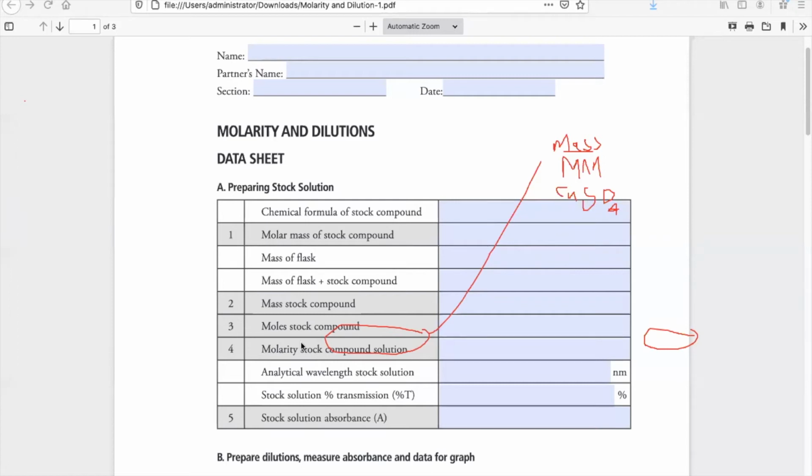Now, to get the molarity for line 4, you'll have to use the number of moles over the volume in liters. You need that for line 4. And unless you read the instruction on Top Hat, you need to know the capacity of the volumetric flask. What is the capacity of the volumetric flask?